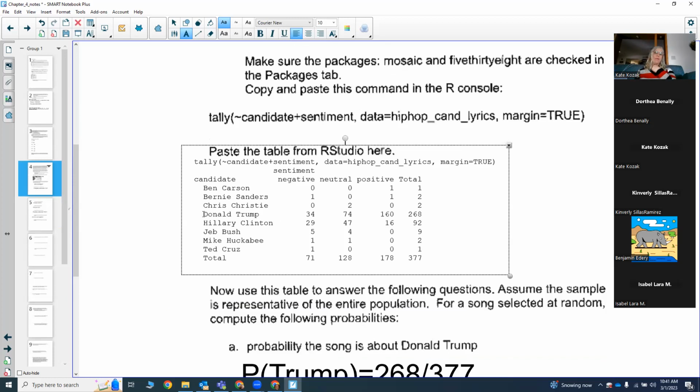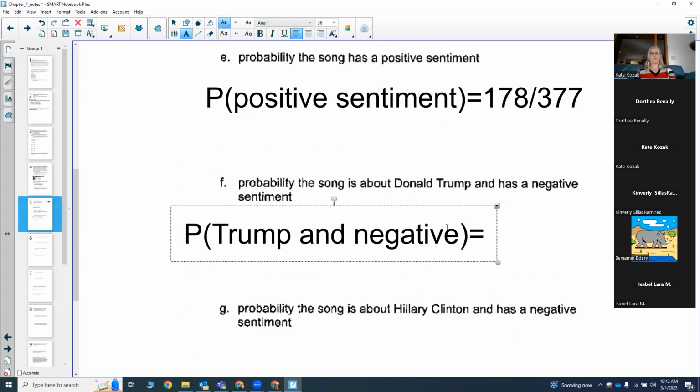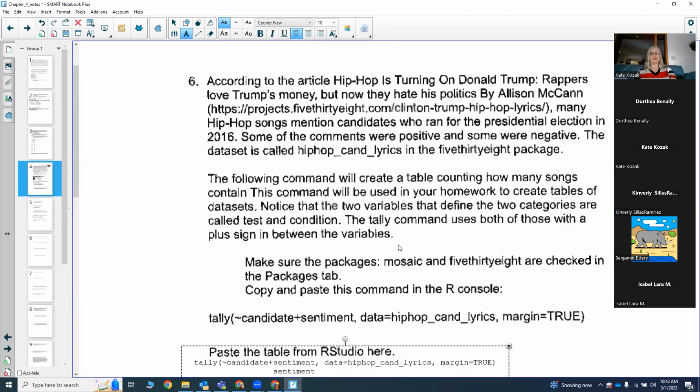So now what was the probability the song was about Donald Trump and it was a positive song? Does anybody have an idea of how to do that? 160 over 377. Yeah, because if you look at this, here's my positive column, here's my Donald Trump row, and they intersect right here at the 160. So it's 160 out of my 377. Oh, because I wanted negative. That's right. I wanted negative. So now what's about negative?